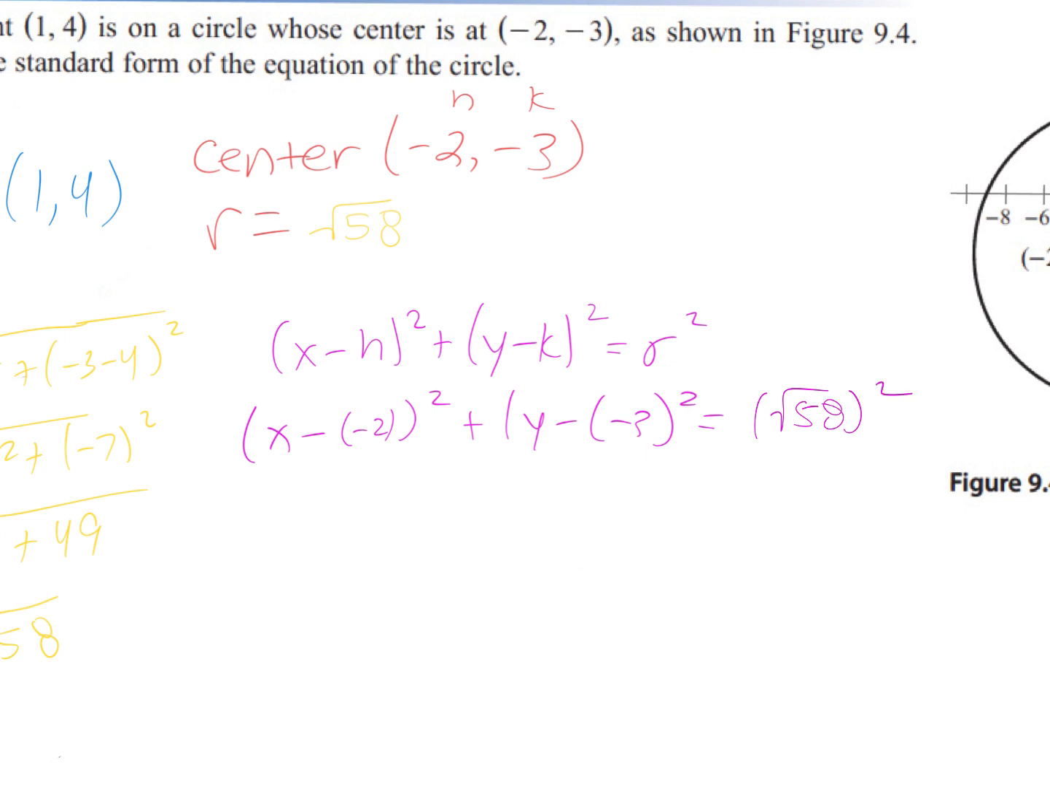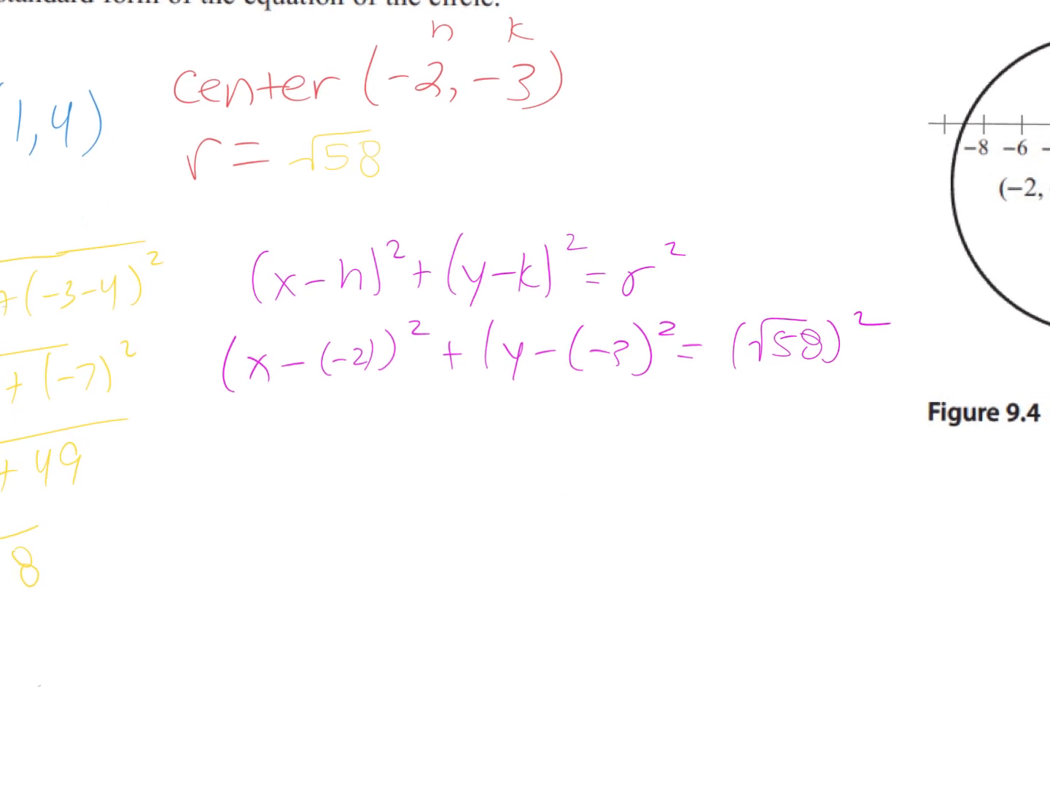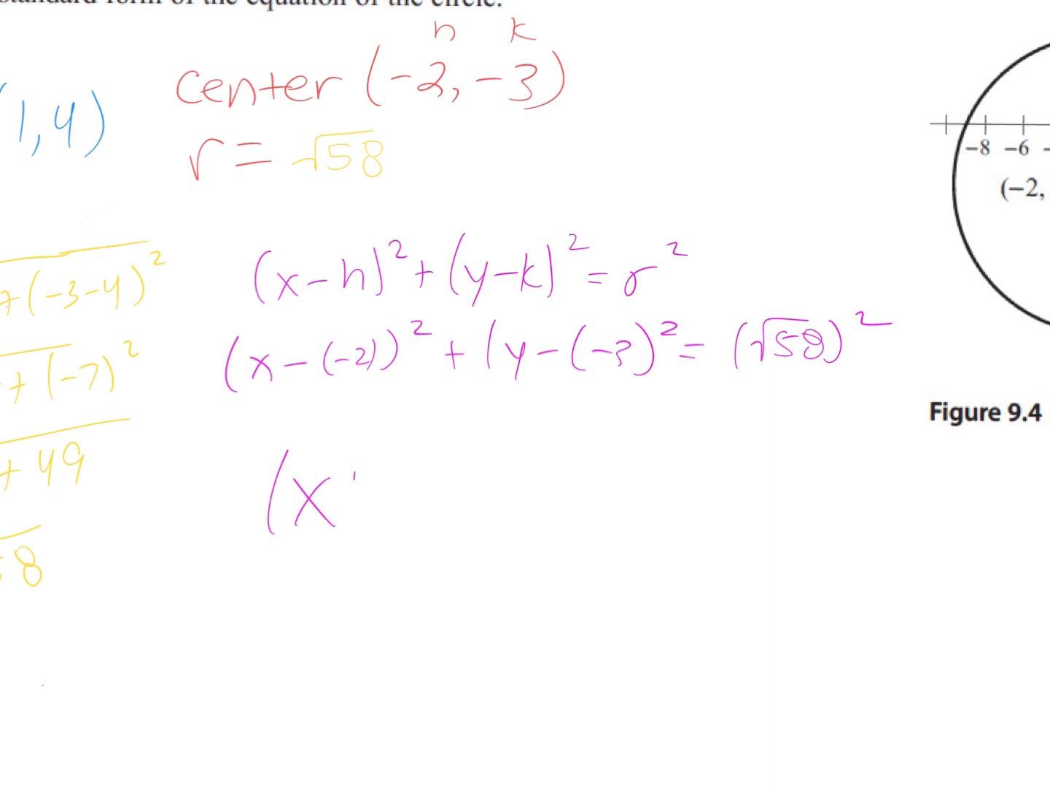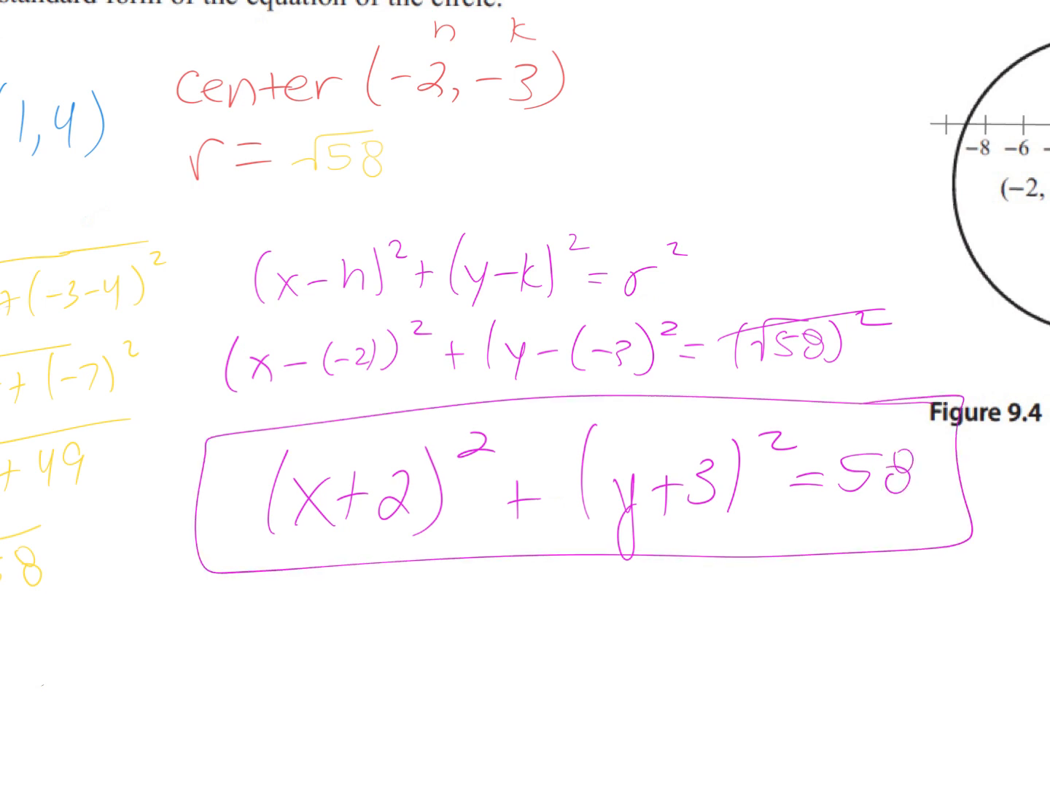Now clean that up, guys. Minus a negative is what? So this is (x plus 2) squared. Plus, minus a negative is, so (y plus 3) squared. And what happens when you square a square root? This will cancel, so just equals 58. And there's your equation of your circle in standard form. Questions?